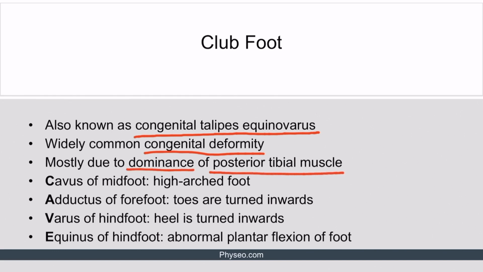It can be remembered with a mnemonic: Cavus of midfoot, which causes the high arch of foot; Adductus of forefoot, where toes are turned inwards; Varus of hindfoot, where heel turns inwards too; and Equinus of hindfoot, that is the abnormal plantar flexion, typically as a result of short Achilles tendon.